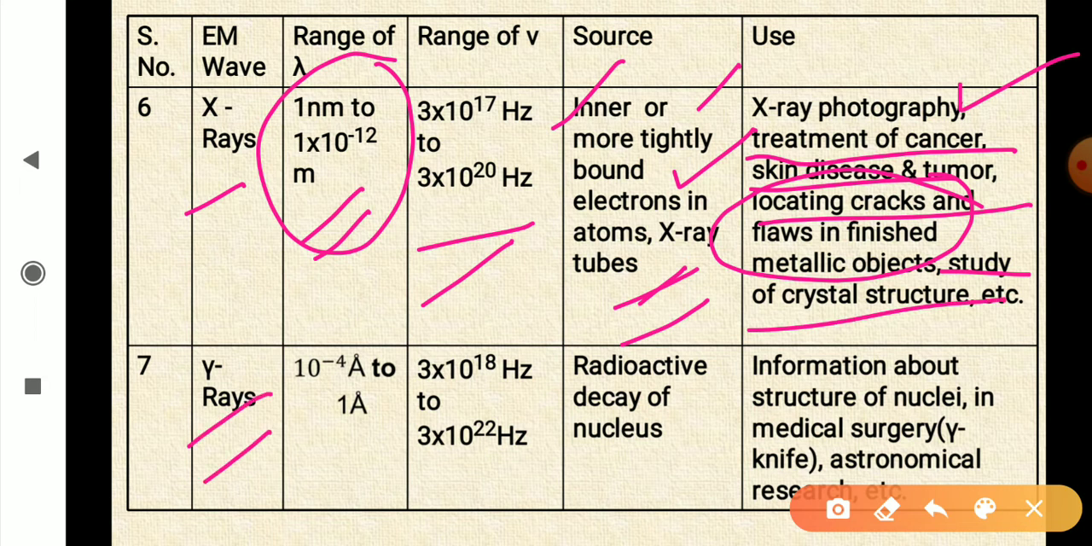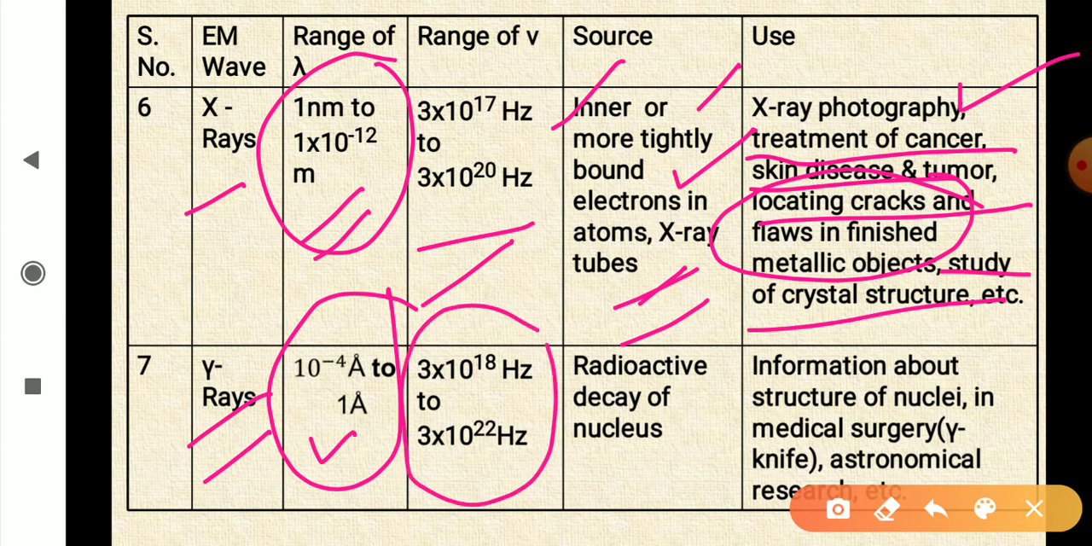Now gamma rays. Here the wavelength range is 1 angstrom to 10 raised to the power minus 4 angstrom. The frequency range is 3 into 10 raised to the power 18 hertz to 3 into 10 raised to the power 22 hertz. They are produced by radioactive decay of the nucleus. So gamma rays are emitted by the nucleus, and they give information about the structure of the nucleus.